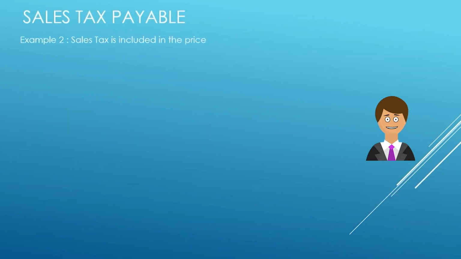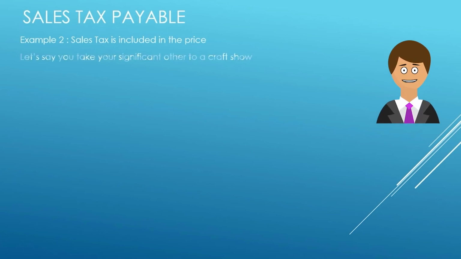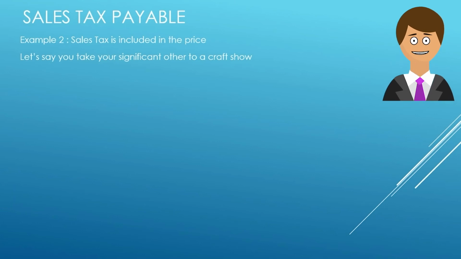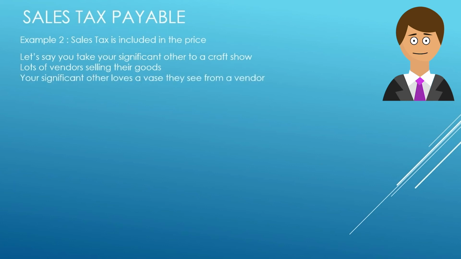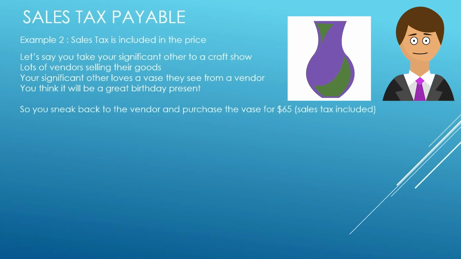So now let's dive into example two, when sales tax is included in the price. So here's our example. Let's say you take your significant other to a craft show. Big craft show, lots of vendors, lots of cool stuff. Well, lots of the vendors are selling their goods, and your significant other actually loves a vase that you see from one of the pottery vendors there. And you think, what a great birthday gift for your significant other. So you sneak back to the vendor, and you purchase that vase for $65, sales tax included.